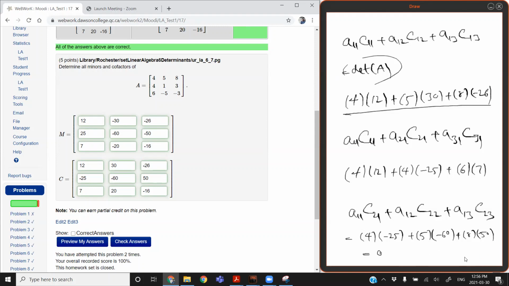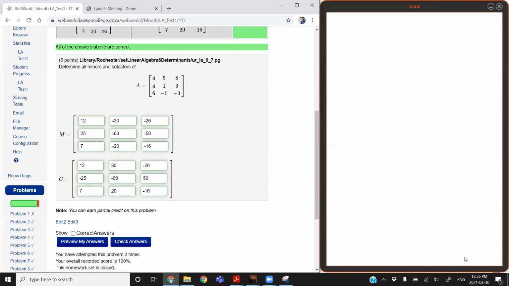And this is no accident. If you multiply entries from a row with cofactors from a different row, or entries from one column and cofactors from a different column, you're going to get 0.